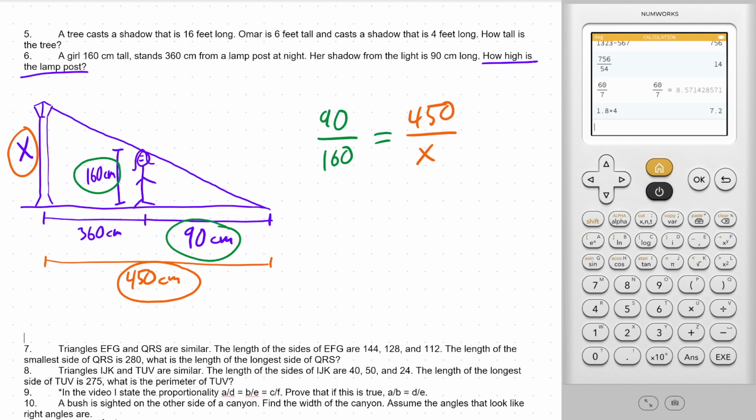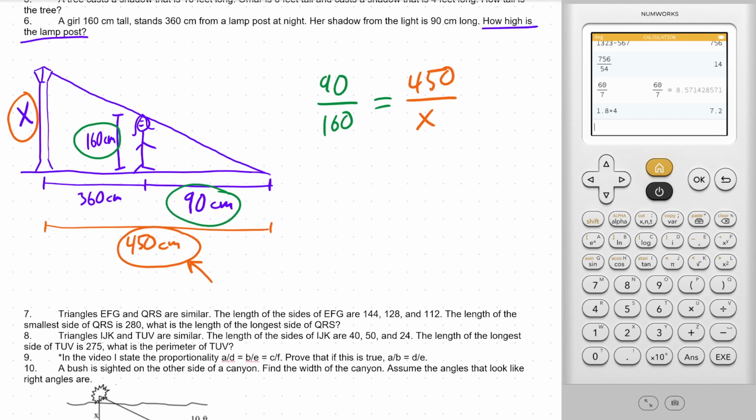But really, the bulk of the work in this problem is just understanding how to draw the diagram and understanding that, hey, 450 is the length along the bottom, not 360. So setting up that statement properly.